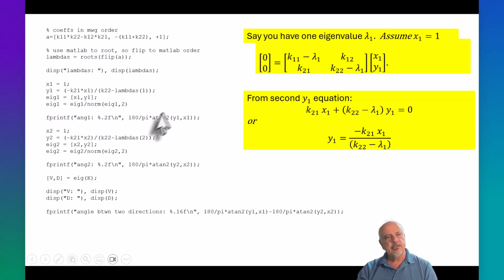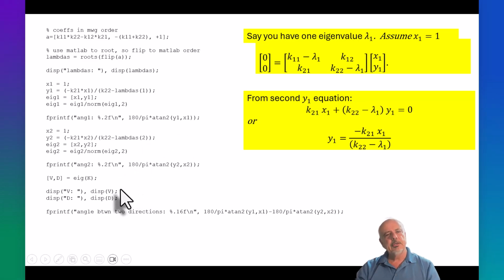And then this right here is what I was referring to earlier, where I could temporarily set x1 to be 1, and then solve for y1 using the first lambda, lambda 1, and then I get my eigenvector that way. But I want to normalize it so that I get the nice normalized cosine and sine of 54.46 degrees, and it gives me the angle when I do the tan 2 of that. Repeat that for the second one.